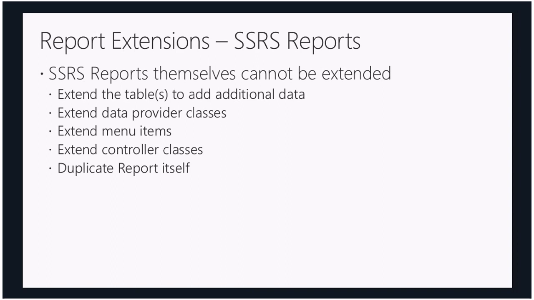However, we have many of the necessary components for a reporting solution in place. We can extend the tables necessary to add new data elements to the system, as we discussed previously. We can extend the data provider class that populates the necessary data set with the new data elements. And we can extend the menu item and/or report controller class that launches the report to point to a custom report. The custom report itself will be a copy of the original report with the extension-specific changes added in.